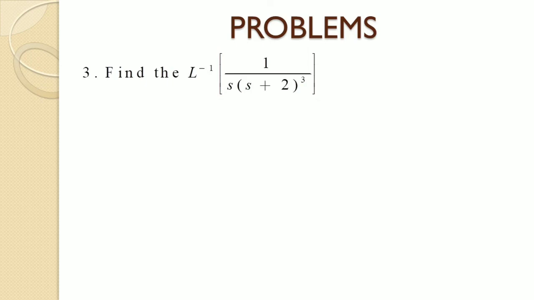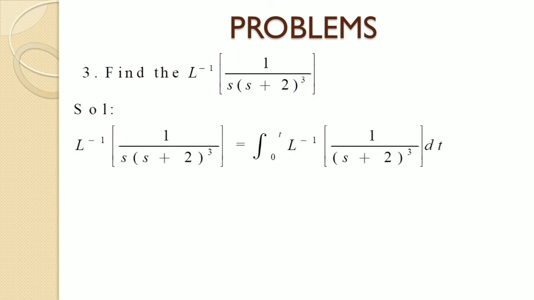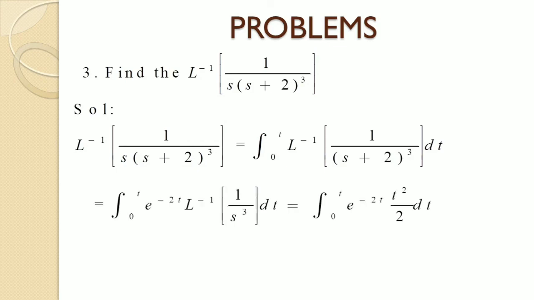Next problem. Find the L inverse of 1 by s into s plus 2 the whole cube. Here this can be written as integral 0 to t L inverse of 1 by s plus 2 the whole cube into dt. Now this s plus 2 the whole cube can be written as integral 0 to t e power minus 2t L inverse of 1 by s cube into dt. Now we know that L inverse of 1 by s cube is t squared by 2. So applying the formula, we'll be getting t squared by 2, which is equal to 1 by 2 into integral 0 to t of t squared e power minus 2t into dt.